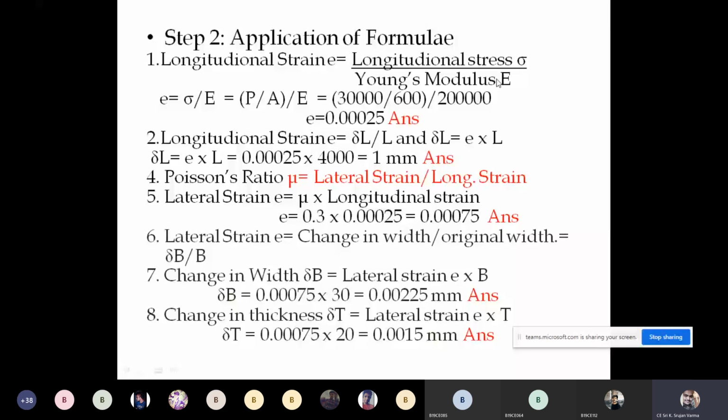The thickness of that one, will it be increasing or decreasing? It will be decreasing. Length will be increasing, whereas thickness will be decreasing. So lateral dimensions will be decreasing.